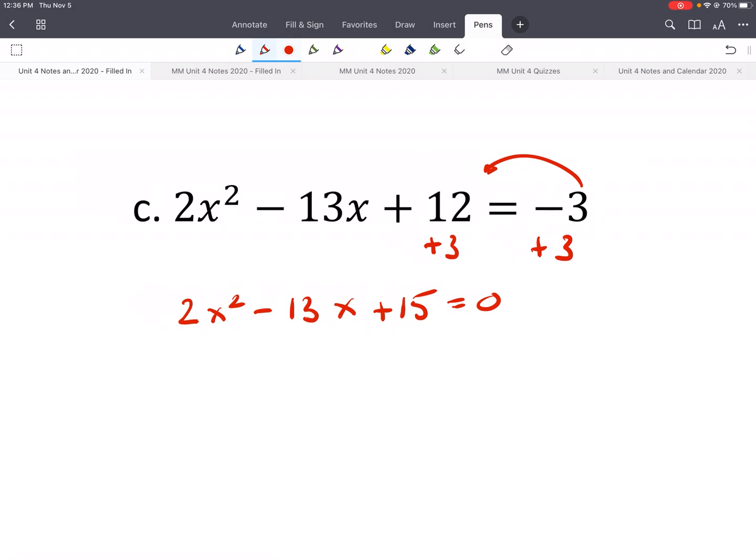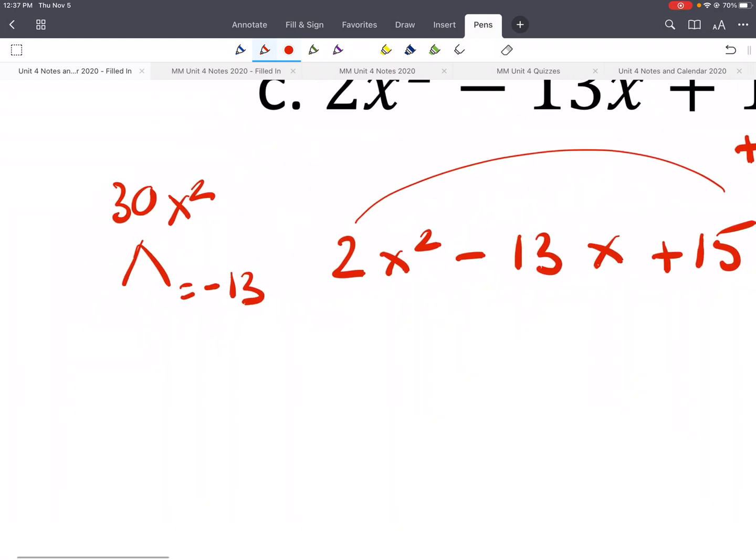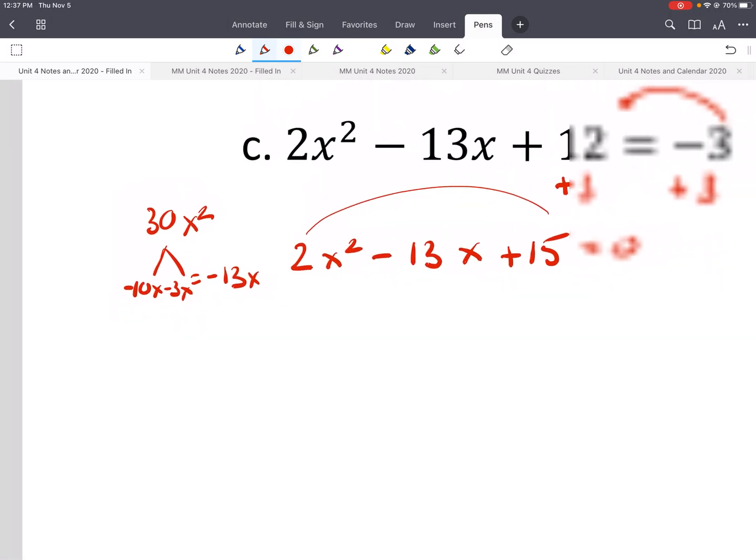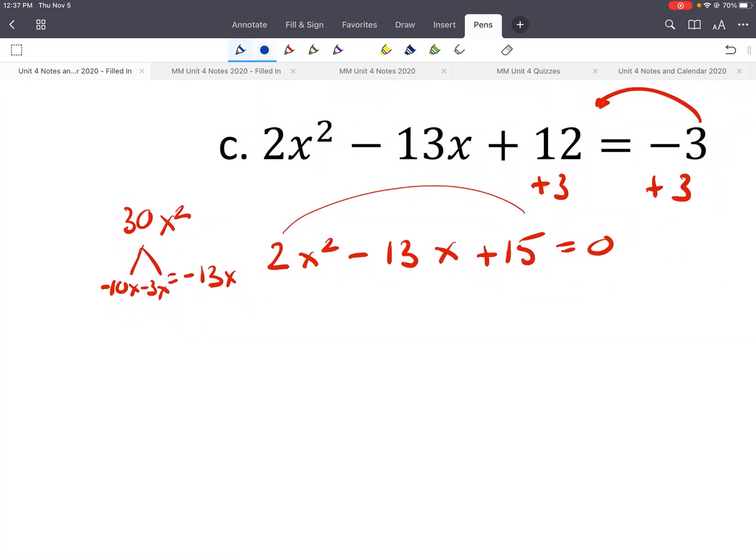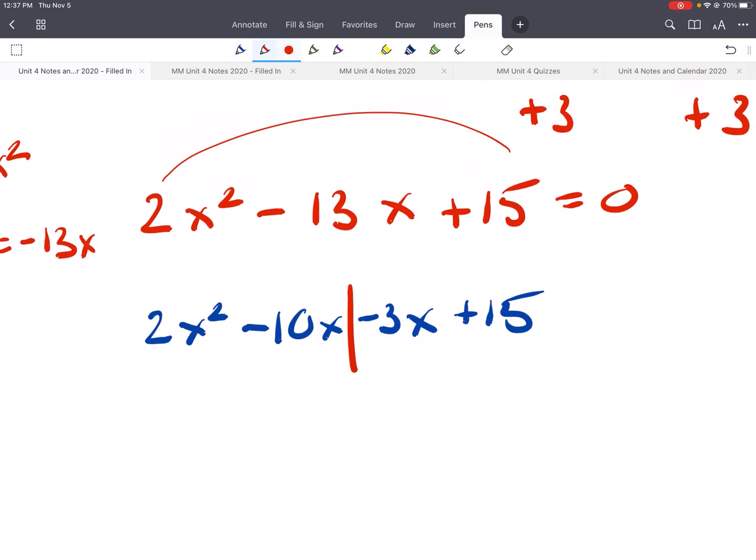That would give us 30x squared, and it needs to add up to give us a negative 13. And I think that would work. So for 30, we could do negative 10x minus 3x. That multiplies to give us a positive 30 and combines to give us a negative 13x. So a is not 1, so we'd need to do grouping. So 2x squared minus 10x minus 3x plus 15. And we would cut it in half.